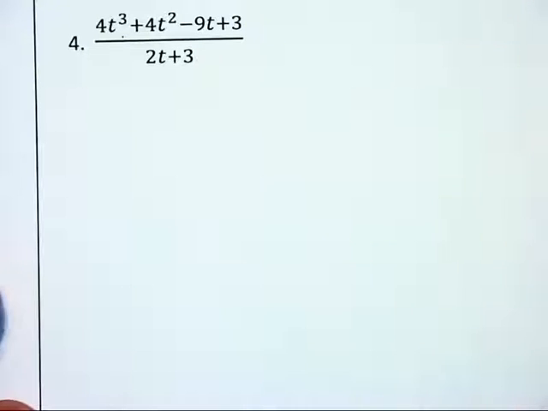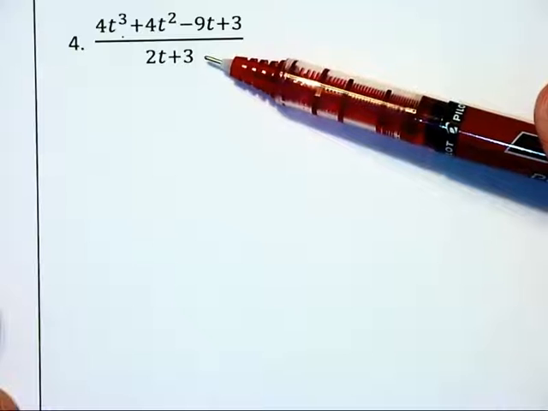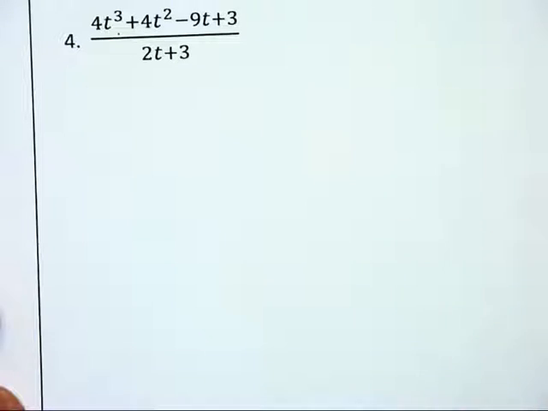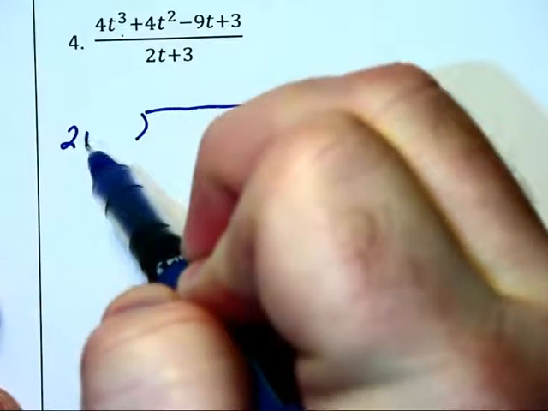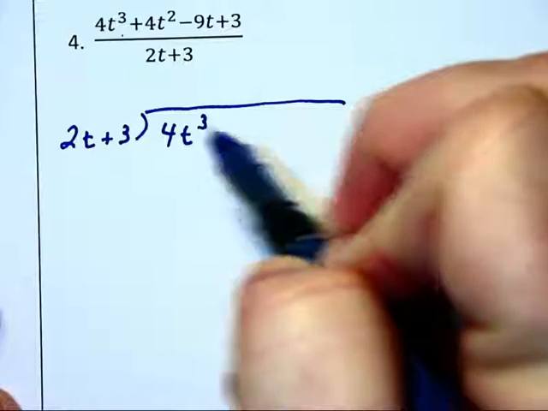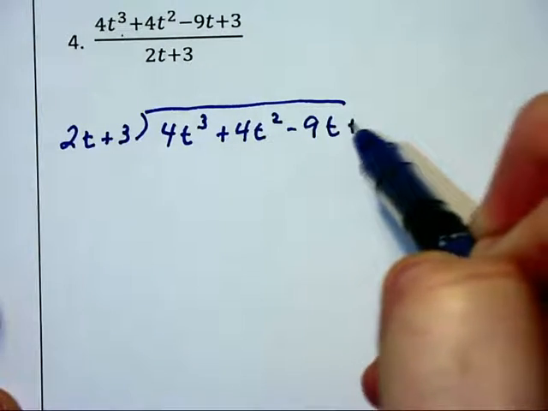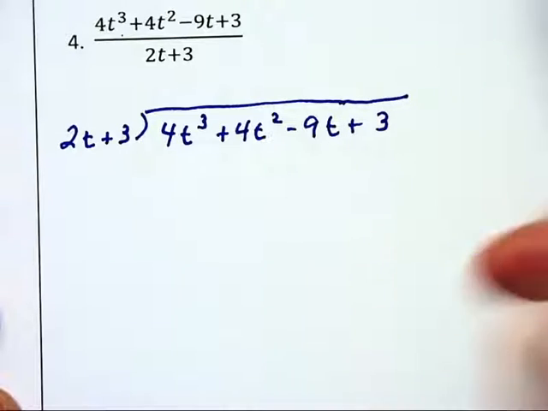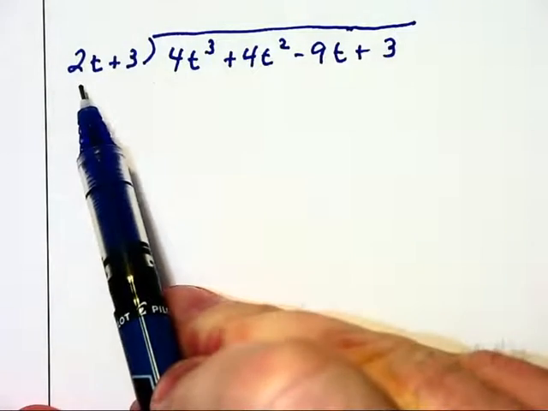This problem is now written out a different way, but we see that we are dividing by a binomial, and that is the clue to us that we want to write this out as a long division problem. 4t to the third plus 4t to the second minus 9t plus 3. Okay, let me move that up a little bit.